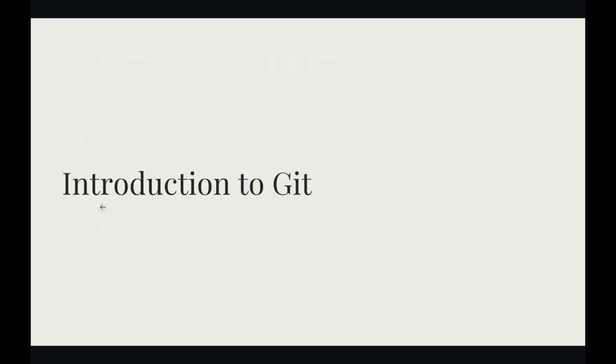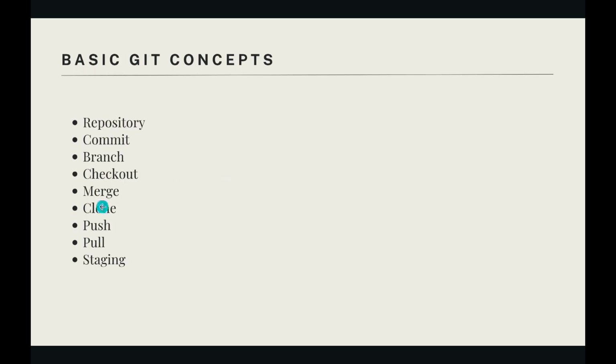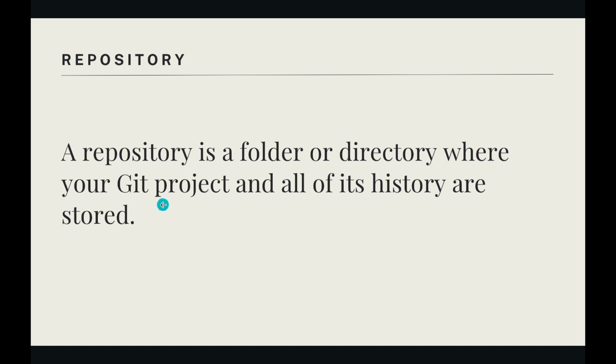Now let's briefly look at some Git concepts and some tips about how to use Git in your projects. Most of you are probably already familiar with these concepts, so we will quickly go through them. So let's first see what a repository is. A repository is a folder where your Git project and all of its history are stored. If you have a Git project, then the Git repository is the .git folder inside the project. If you delete the .git folder, then you delete your project's history.